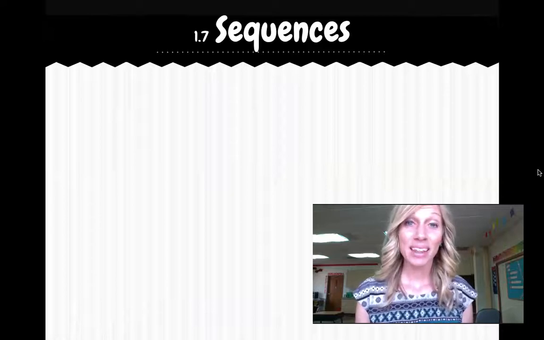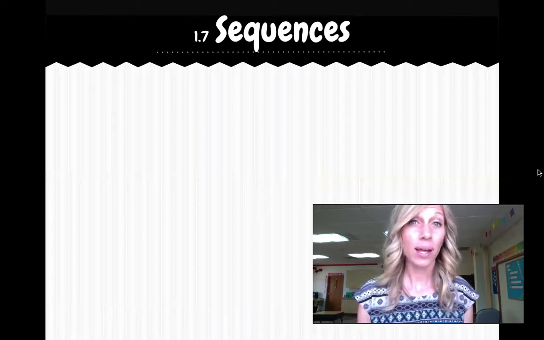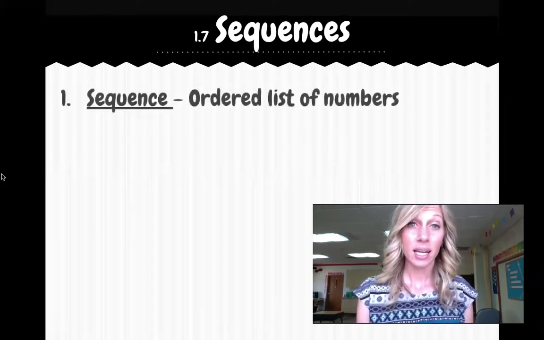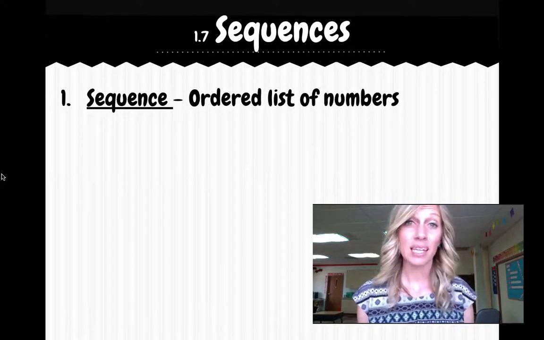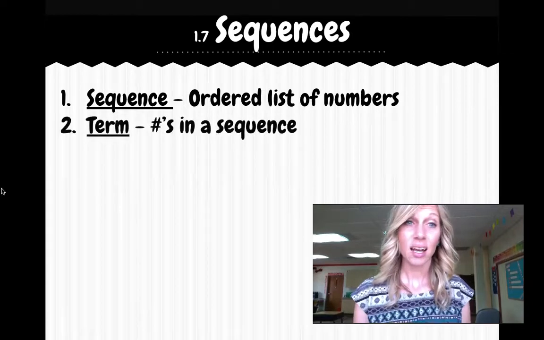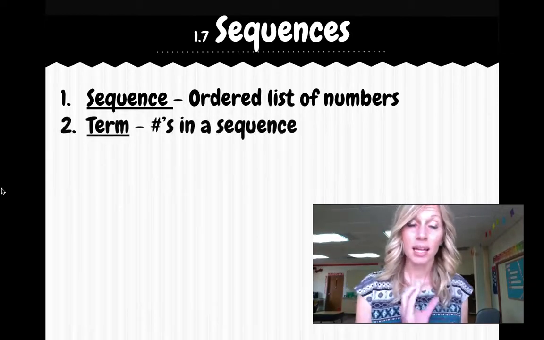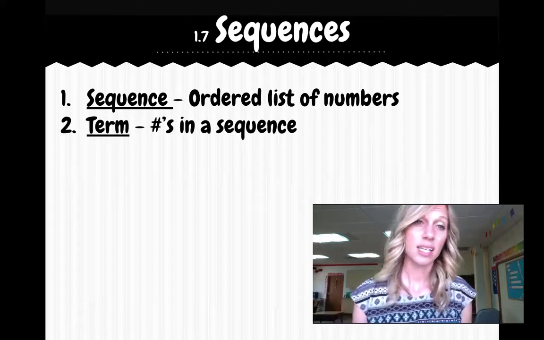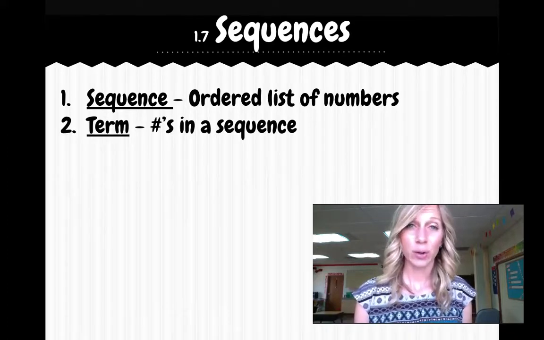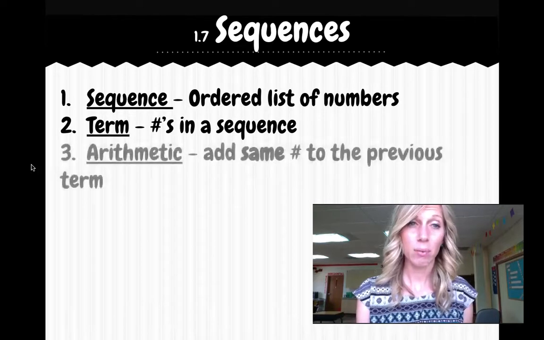Hey, seventh grade math. This week, as we get started, we are going to talk about something called a sequence. A sequence is an ordered list of numbers, ordered meaning that it has a pattern to it. And when we have a sequence, the vocab word for any of the numbers listed in our sequence is a term. Okay, those are just vocab words for you.